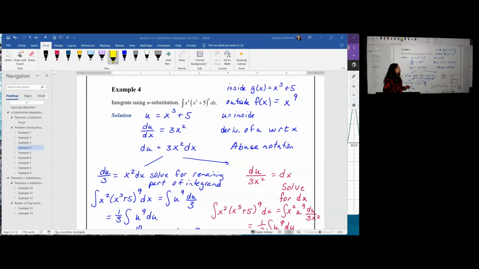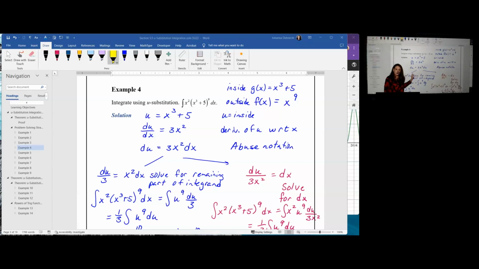So let's compare our results. The inside function is x cubed plus 5. The outside function is x to the 9th. We set u to be the inside function. Then we take the derivative with respect to the original differential dx. This gives us 3x squared. We abuse the notation to solve for du as 3x squared dx.